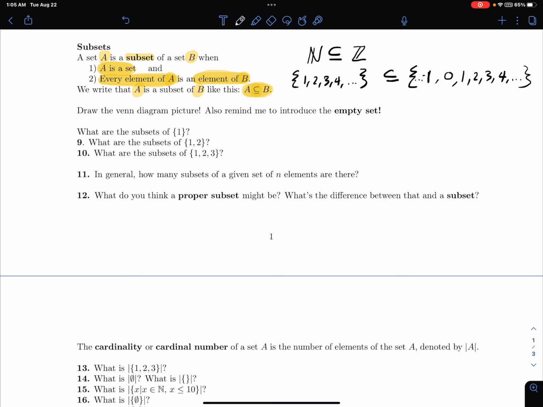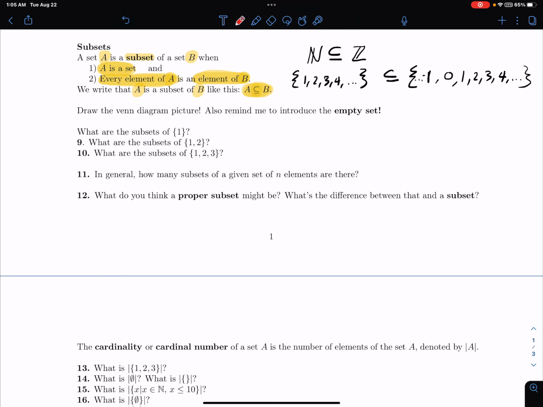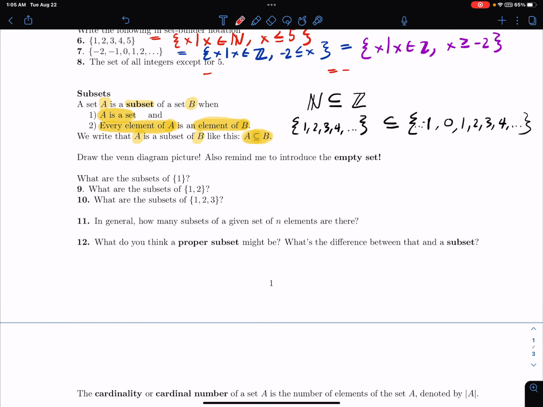That's all. Now you notice in our symbol here, if you zoom in, it's got this line underneath. Why is that line there, do you think? Any guesses? The line is there to say that equality is possible. They might be equal. So you can say the natural numbers is also a subset of itself. In fact, that's true for any set. No matter what the set is, it's a subset of itself.